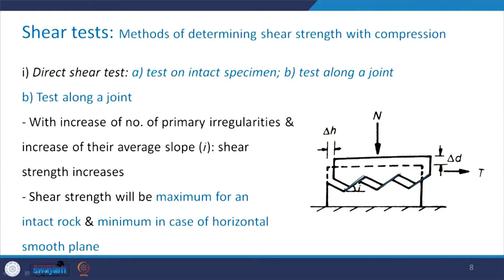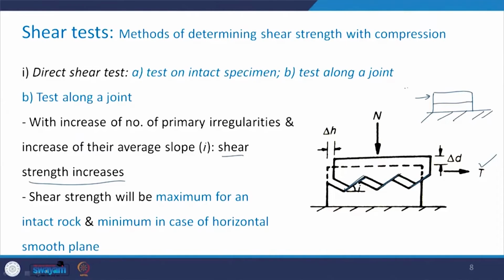So, when we increase the number of primary irregularities, or there is an increase in their average slope I, the shear strength increases. Say there are two specimens. In one case, the number of primary irregularities, let us say, is 10, in another it is 20. So, whose strength will be more? The one which has more primary irregularities. Similarly, when there is an increase in the average slope, again that would cause an increase in the shear strength.